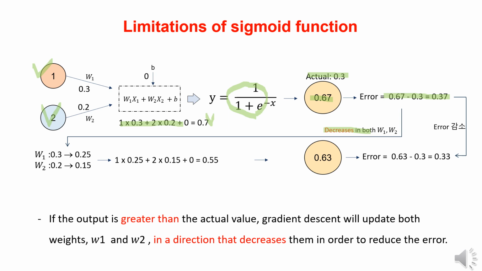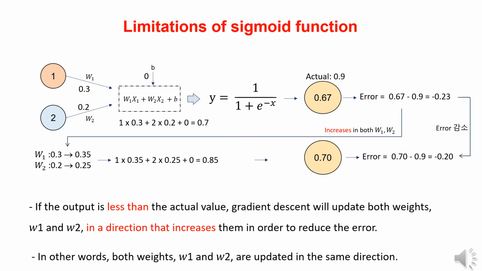To reduce this error, gradient descent will adjust the weights in a direction that decreases their values. If we assume weights omega 1 and omega 2 decrease to 0.25 and 0.15 respectively, then recalculating in the same way gives an output of 0.63, showing a reduction in error compared to the initial output. In this way, when the sigmoid function output is greater than the actual value, gradient descent updates the weights in a direction that aims to decrease all of them to reduce the error.